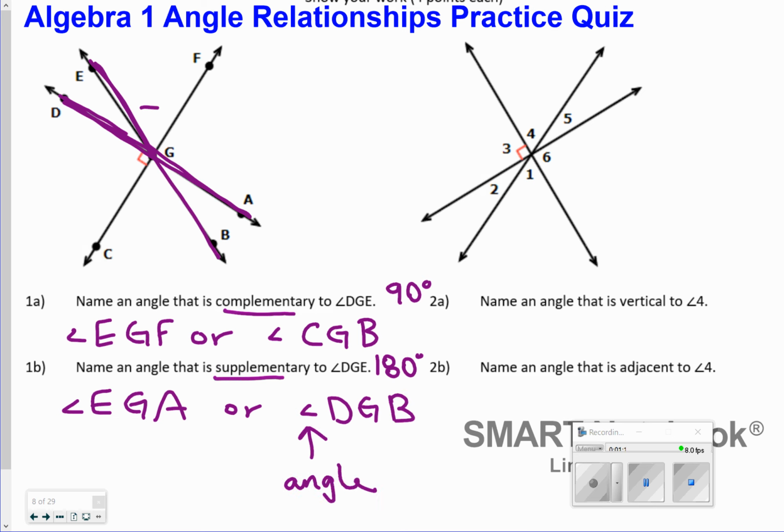For number 2A, there's only one correct answer. The only angle that's vertical to angle 4 is angle 1. Remember, vertical just means across from, so here's angle 4, and across from that is angle 1. You do have two options for 2B, though. It says name an angle that is adjacent. Adjacent just means next to, so you could have said either angle 3 or you could have said angle 5. So there's lots of different possibilities here.